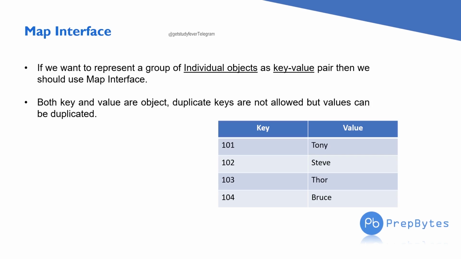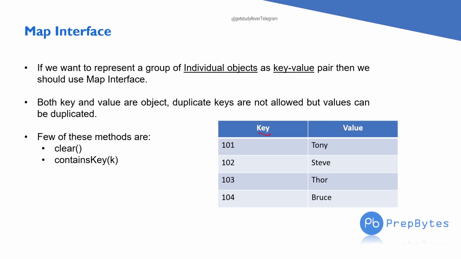Both key and value are objects. Duplicate keys are not allowed, but values can be duplicated. A few of these methods are clear. containsKey(k) returns true if the map contains key k. If I search for 103 and the map contains key 103, it will return true. If I search for 105, it does not contain 105, so it will return false.